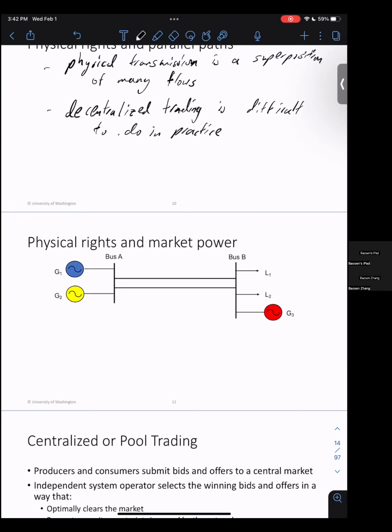This generator can buy some capacity on the line. The generator says, okay, I want to reserve some capacity for me. I'm not going to tell the market what I'm going to do with it. I'm going to buy some capacity. And then what does the generator do? How does this generator exercise this market power? This is a common game that people can do.